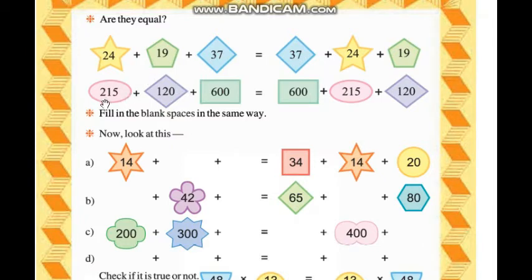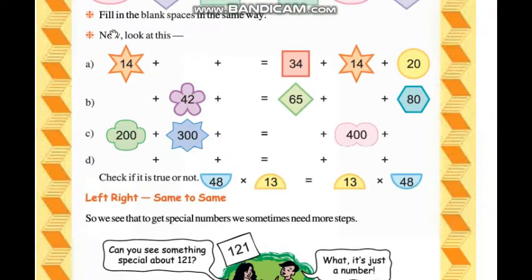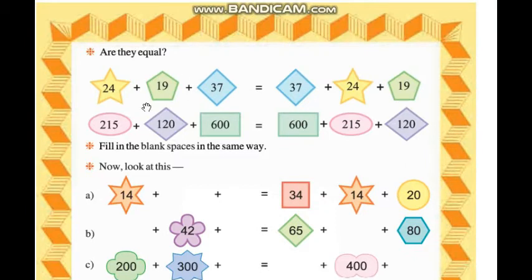In the same way here also, 215 plus 120 plus 600 is equal to 600 plus 215 plus 120. That means they are equal. The sum of these three numbers and the sum of these three numbers are equal. Here, fill in the blank spaces in the same way as above.